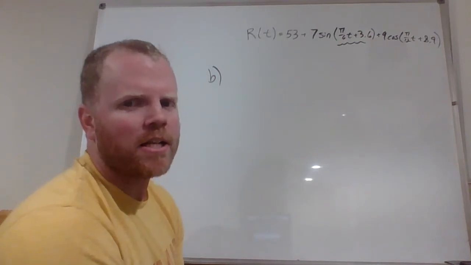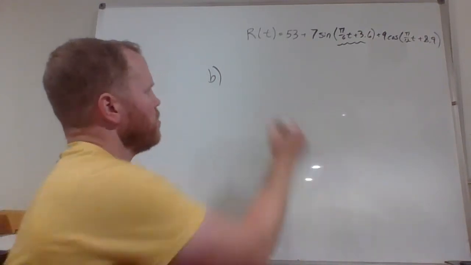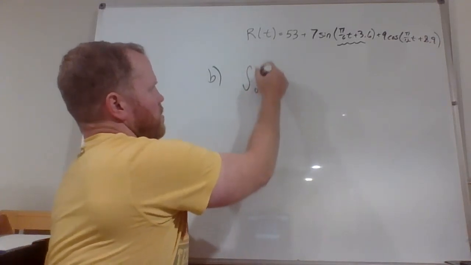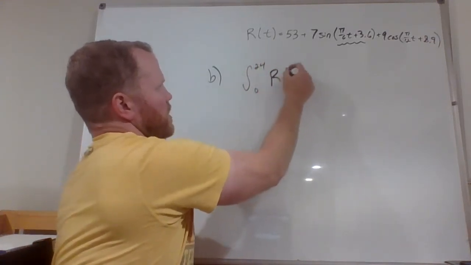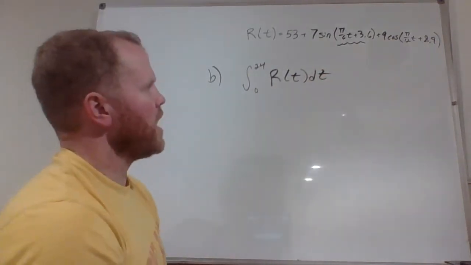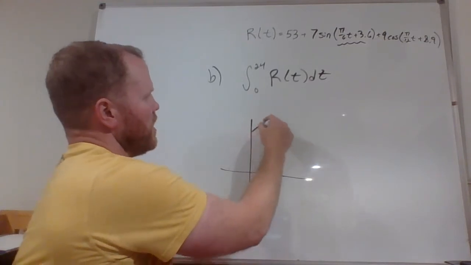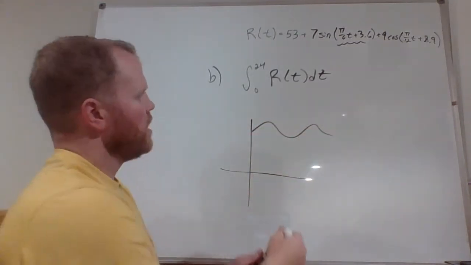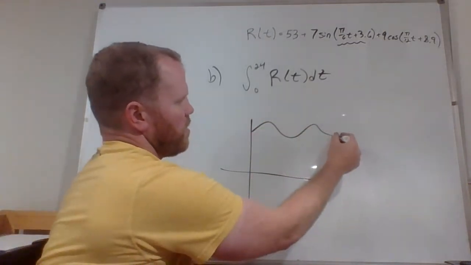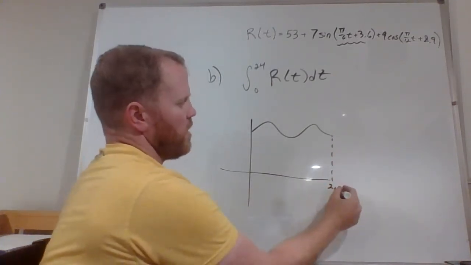How many gallons flowed through this thing in a day? So you want to just integrate from 0 to 24 the r of t function. What helps me think my way through this is that the r of t function maybe looks like this. And you're finding the area under that curve from 0 to 24. So let's call that 24.